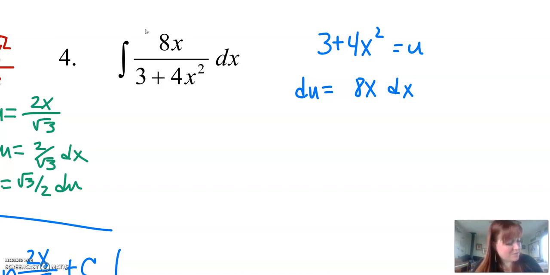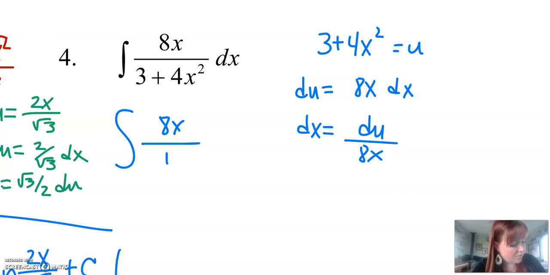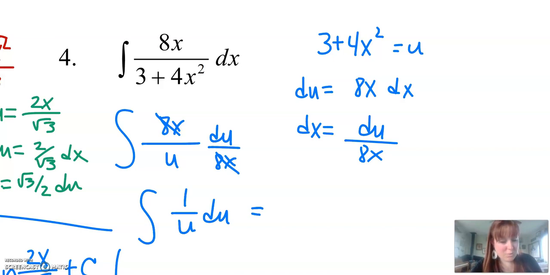So a U-substitution for this one, dx equals du over 8x. So, hang on for a minute. Okay, so dx equals du over 8x. So we replace that, so we have 8x over u times du over 8x, right? Now the 8x's cancel out, and I get the integral of 1 over u du, which equals ln of the absolute value of u plus c.